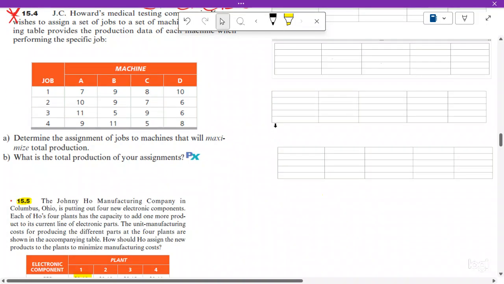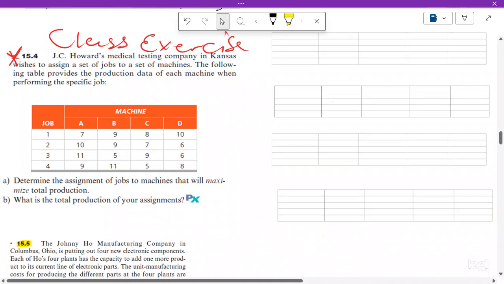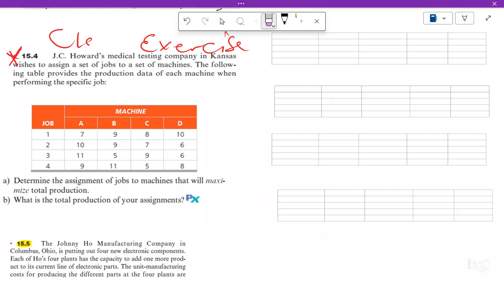All right. This is a maximized problem. It's supposed to be a class exercise, but we don't have time, so it's going to convert to homework.